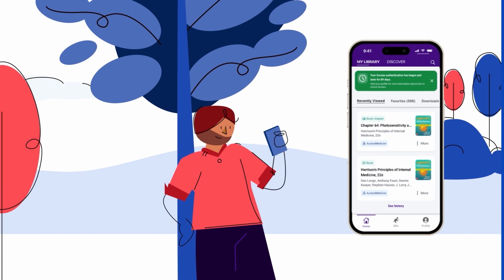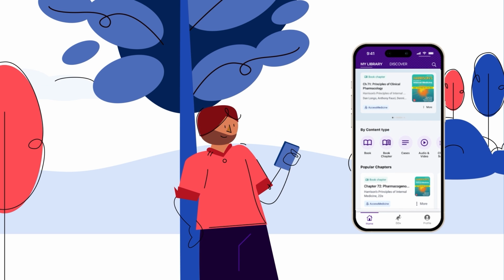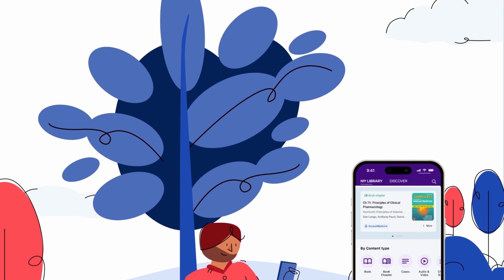Plus, the Access app lets me study anytime, anywhere, even on the go. It's the all-in-one resource I need to succeed.